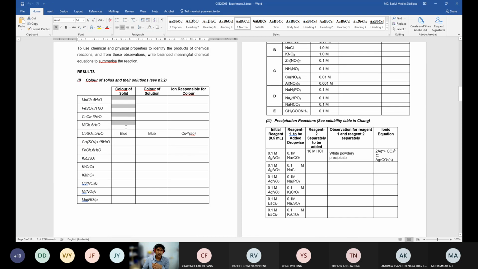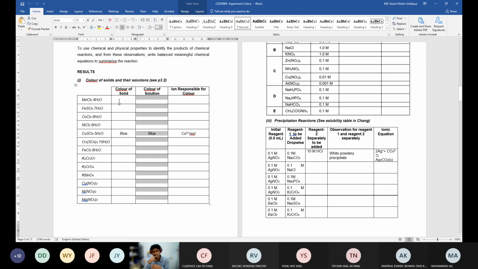The results are whatever you got here, because the color of the solution was not provided, so it is blank or nil, and the ion responsible for that color of solution. So for copper sulfate, we know that copper will be divalent, sulfate is divalent as well. So copper will be the main culprit causing it to be blue. Same goes for manganese chloride or potassium chromate, dichromate, all those things. Chromate or manganate are the main reason for different colors.